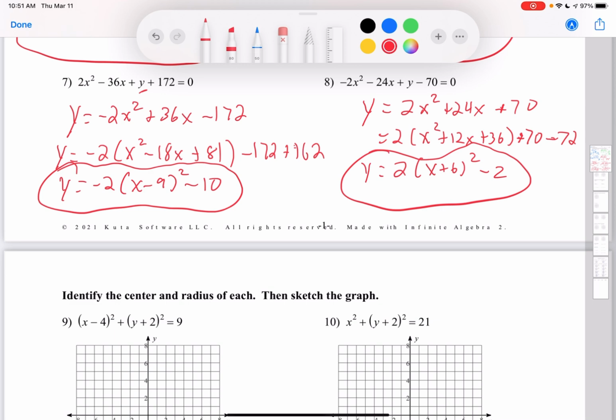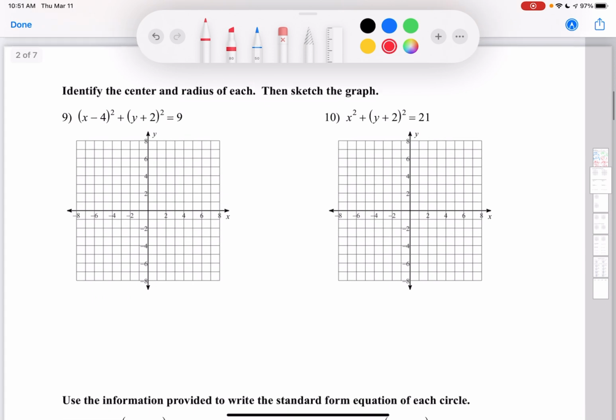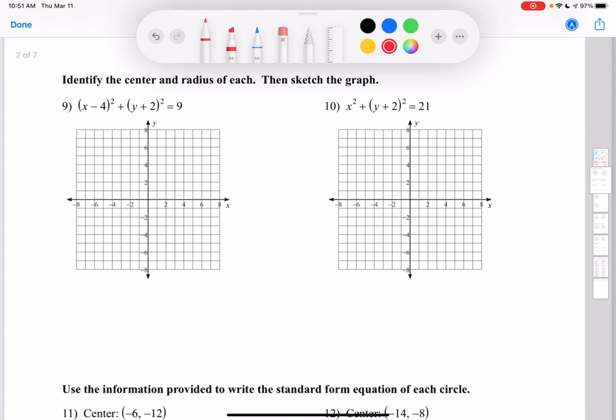Okay, so those are the parabolas. Next, it says to identify the center and the radius. Obviously, this is a circle. And sketch the graph. So it's opposite. So our center for this is going to be at 4, negative 2. R squared is equal to 9. So R is equal to plus or minus 3. So we go to 4, negative 2. And then you go 3 spots in each direction. And then you just sketch the circle. There it is.